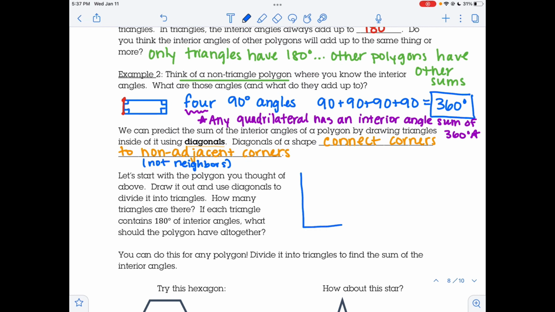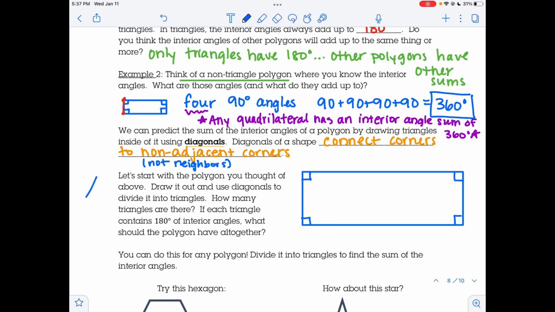We're going to draw it nice and big, though. There we go. Okay, we've got a nice big rectangle. So I know in a rectangle, we have 4 90-degree angles. So a rectangle, that's pretty predictable.